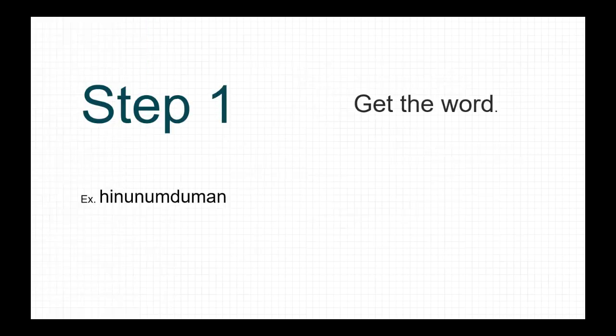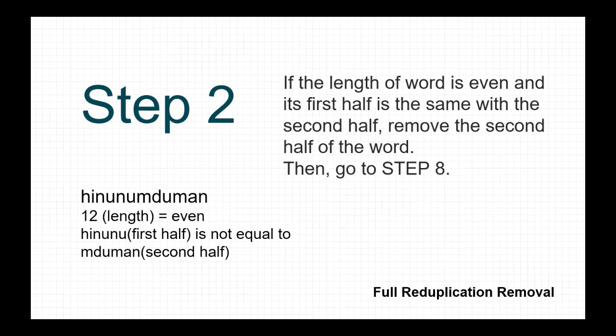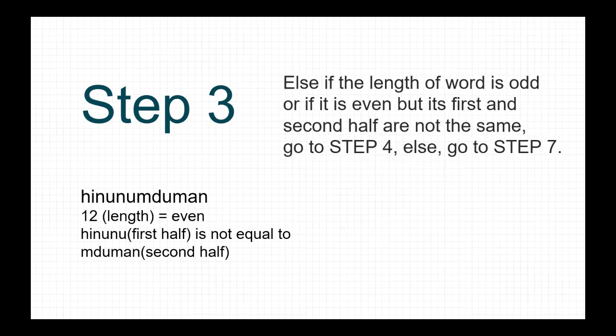Step 1. Get the word. Step 2. If the length of the word is even, and its first half is the same as the second half, remove the second half of the word, then go to step 8. Step 3. Else if the length of the word is odd, or if it is even but its first and second halves are not the same, go to step 4, else go to step 7.